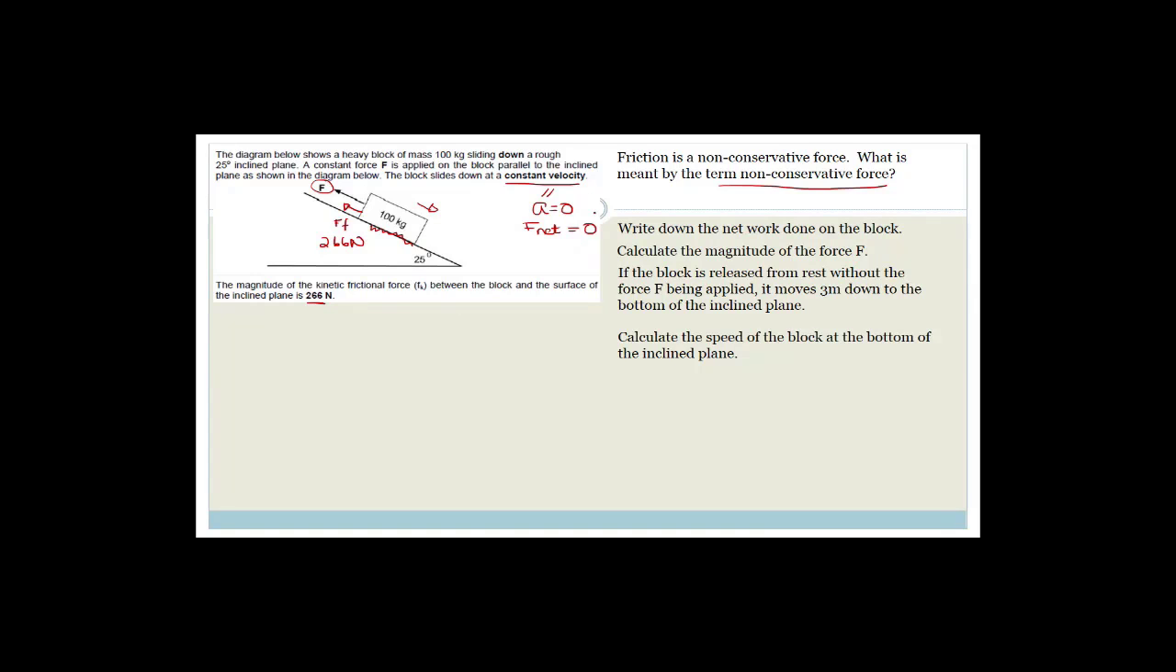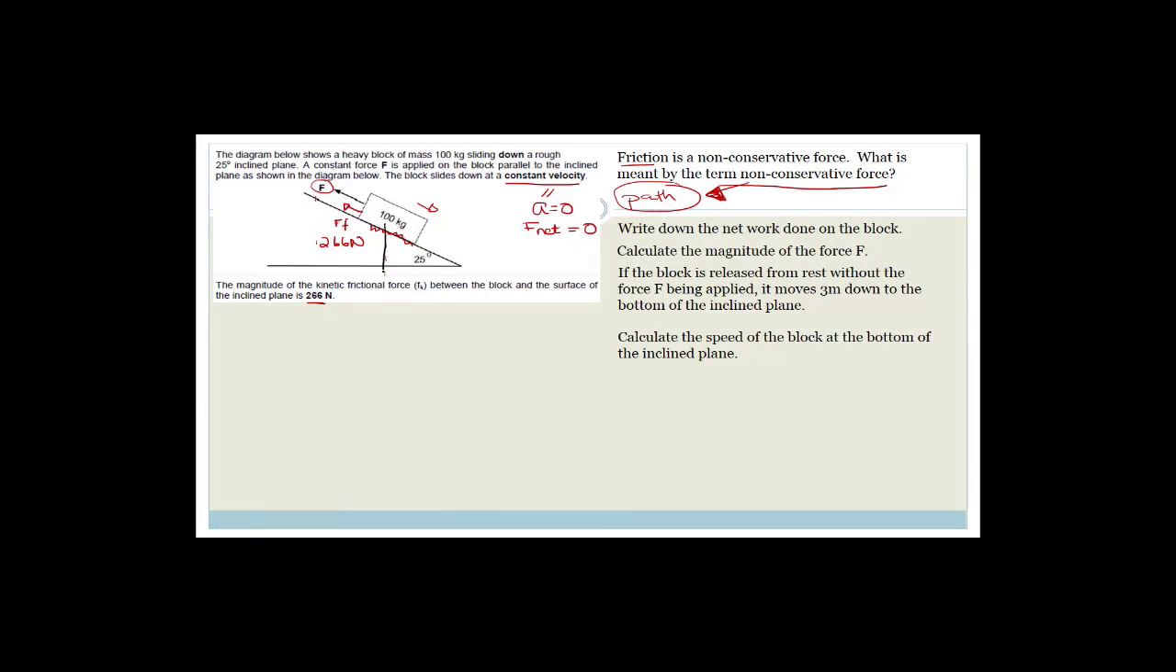The second thing to realize is that friction is dependent on the path. Non-conservative forces are dependent on the path that they travel. So the longer the path, the more we will experience this force, okay? In other words, if I had to ask you what is the force of gravity that is acting on this object, it wouldn't matter, let me show you.